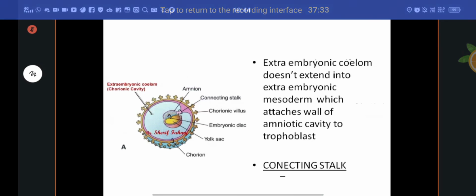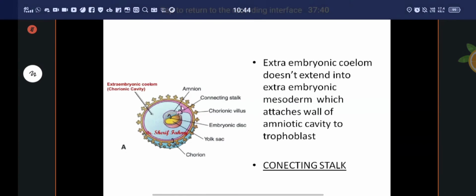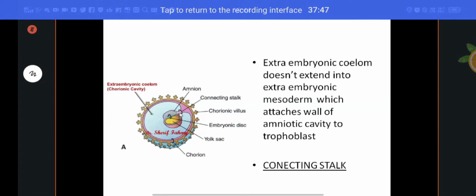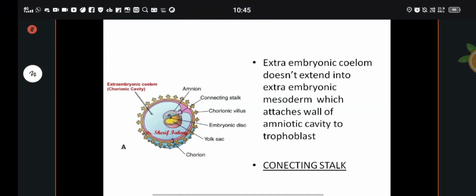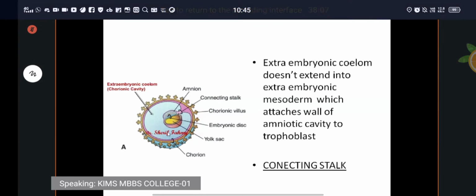Now, when you observe this developing embryo, the extra embryonic coelom is spreading over here. See this blue colored one, it is spreading over here. This developing embryo has this amniotic cavity as well as this yolk sac. And this developing embryo is connected through the connecting stalk, which later develops into the umbilical cord. This is the extra embryonic coelom seen over here.